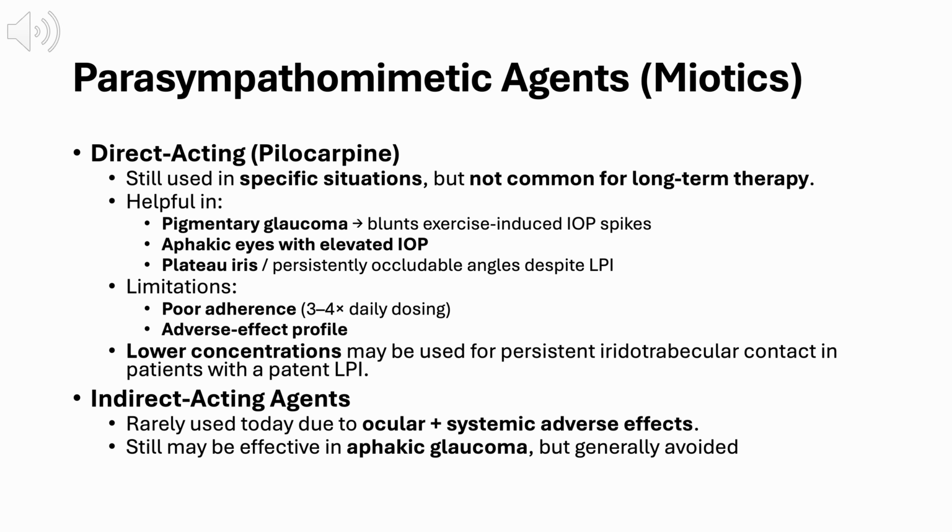However, pilocarpine has several limitations. Adherence is often poor due to the need for 3 to 4 daily doses, and many patients struggle with its adverse effect profile. In certain cases, lower concentrations can still be used effectively for mild iridotrabecular contact after iridotomy. As for the indirect-acting agents, these are rarely used today because of both ocular and systemic side effects. They may retain some value in aphakic glaucoma, but overall, their use is limited in modern practice.